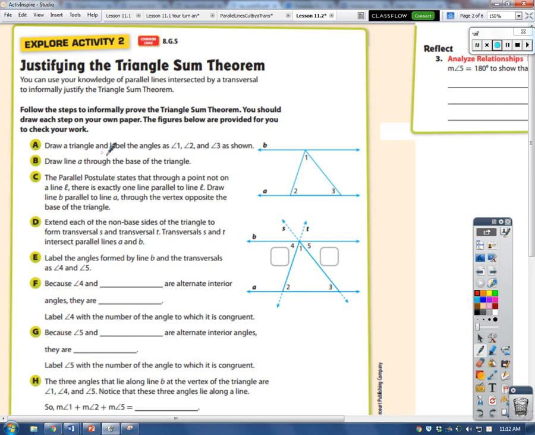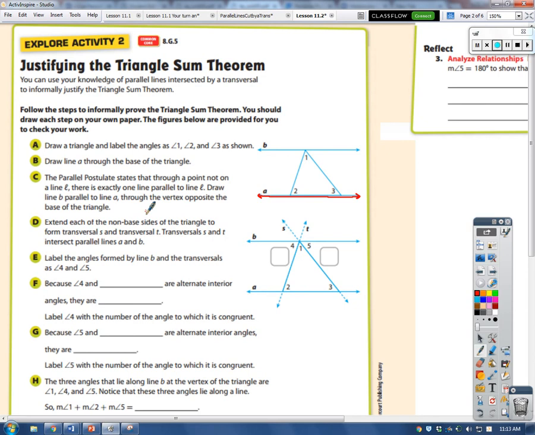First thing we need to do is draw a triangle and label the angles as angle 1, angle 2, and angle 3, as shown. Draw a line through the base of the triangle. So that would be this line right here. The parallel postulate states that through a point not on line L, there's exactly one line parallel to line L. Draw line B parallel to line A through the vertex opposite the base of the triangle.